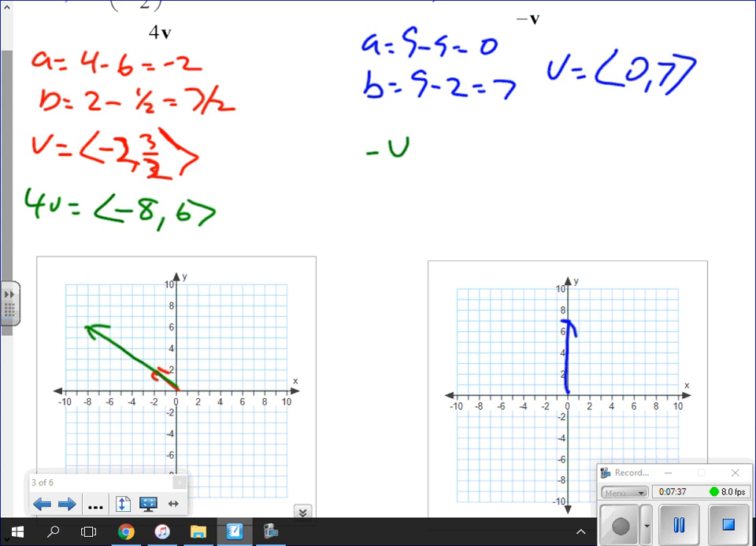And then negative V is strictly multiplying it times negative 1. Negative 1 times 0 is 0. I get negative 7. So all that does is just flip it and point it in the other direction.